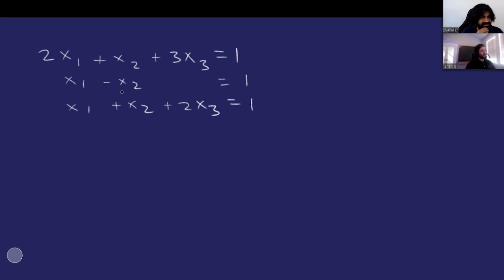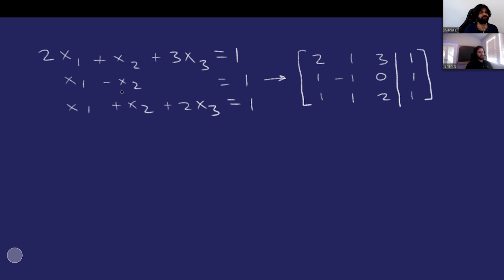Awesome. So first, we're definitely going to make an augmented matrix. Always the move. All right, 2, 1, 3, 1. 1, negative 1, 0, 1. And then 1, 1, 2, 1. Perfect. Go for it.